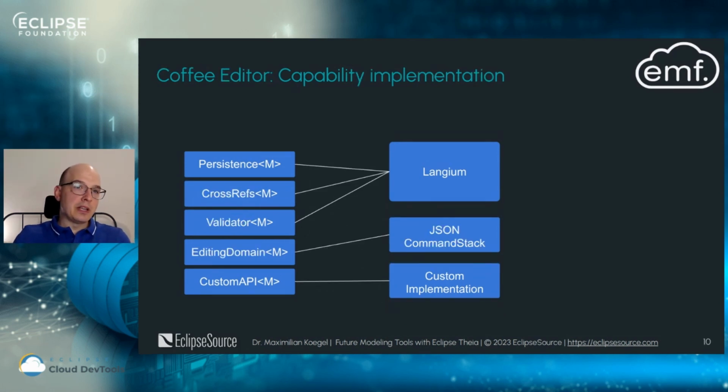For the coffee editor that we have just seen, how is that constructed? For the coffee editor, we use Langium for persistence, cross-references, and validation. We have seen that we have this JSON-like syntax that is very close to JSON, but it's based on a grammar in Langium. We have, for the editing domain, used the JSON command stack that also ships with EMF Cloud, and we have some custom API, for example, to create tasks and link them with other tasks.